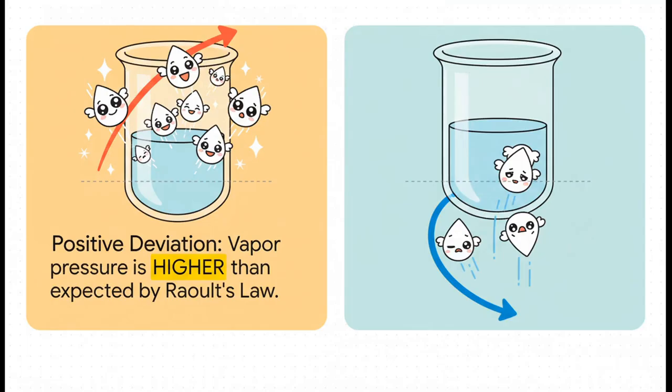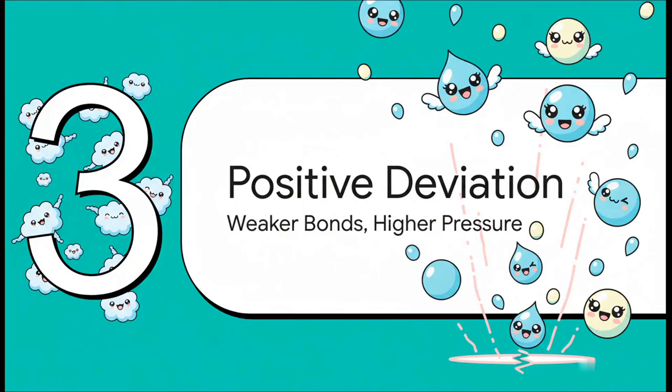And when they deviate, they can go one of two ways. A solution can show positive deviation, which means the vapor pressure ends up being higher than you'd expect. Or it can show negative deviation, where it's lower. Let's break down what's happening in each case. Let's start with positive deviation. The name itself is a great clue, right? Think positive as in more.